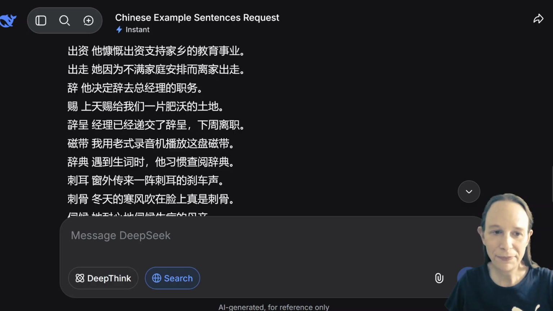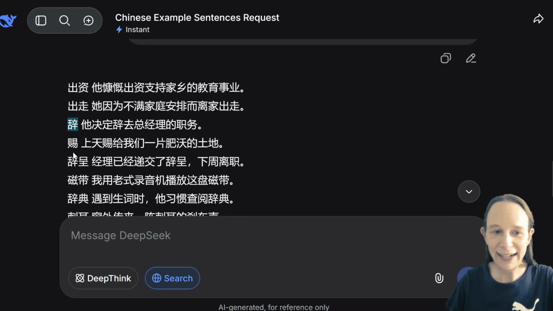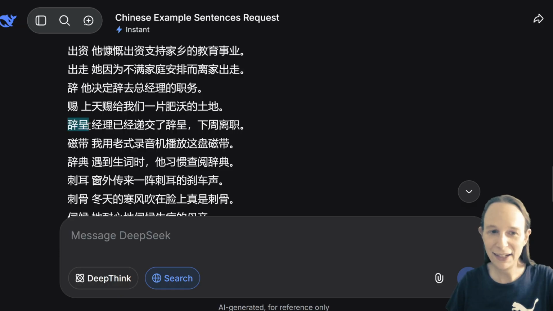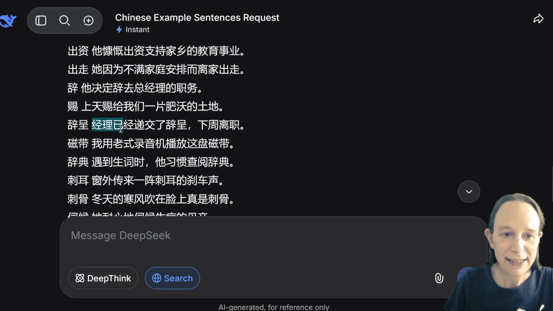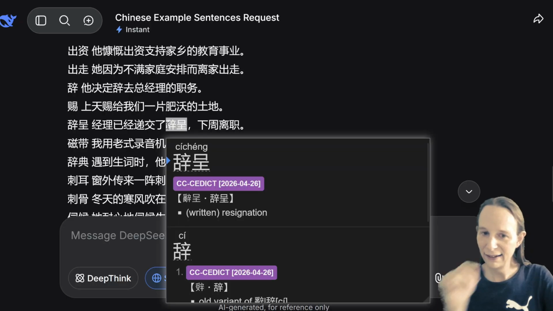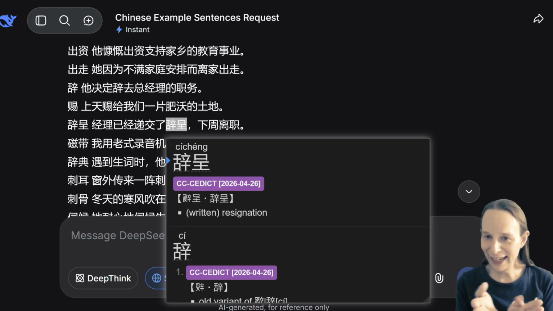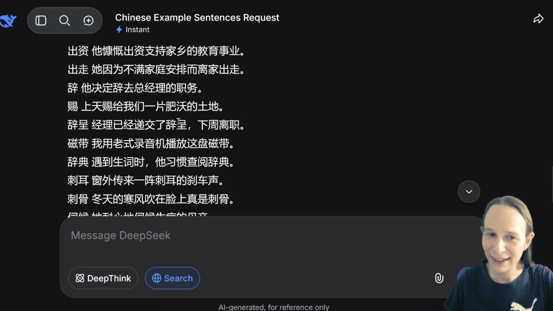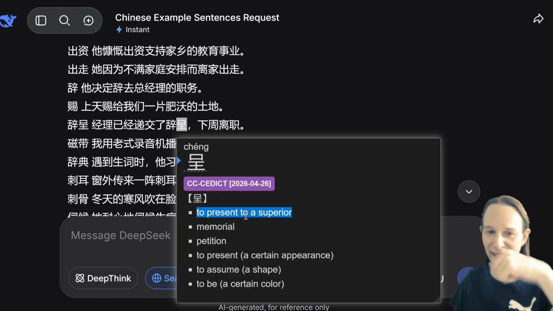It's pretty fancy. Okay. Whoa, 词成. So we studied all the meanings of 词. 词成 did not come up. Maybe it's like flowery rhetoric or something. 经理已经递交了辞呈，下周离职. This is resigning? Whoa. Okay, so obviously 此 here pertains to resignation. 成, what? To present to a superior.